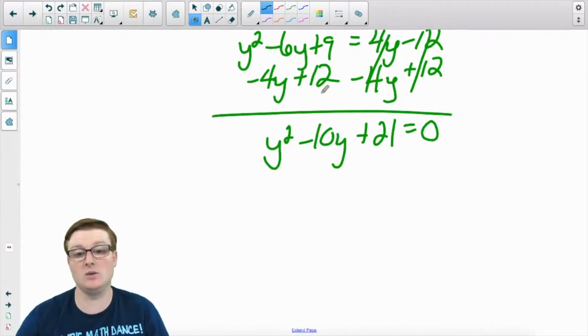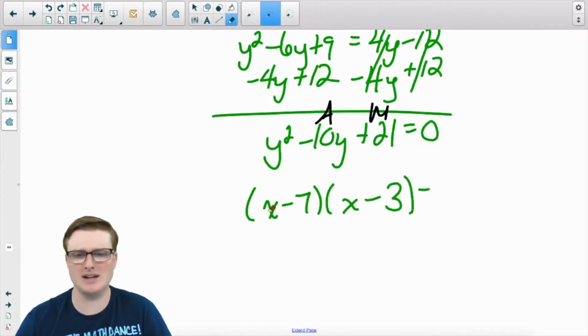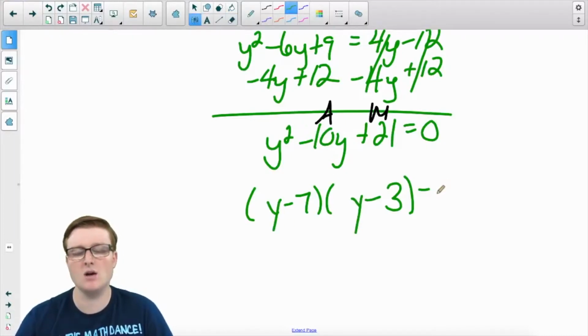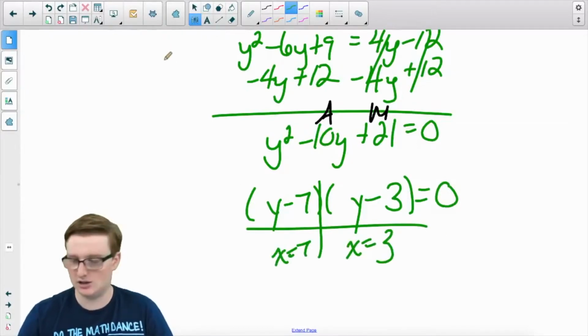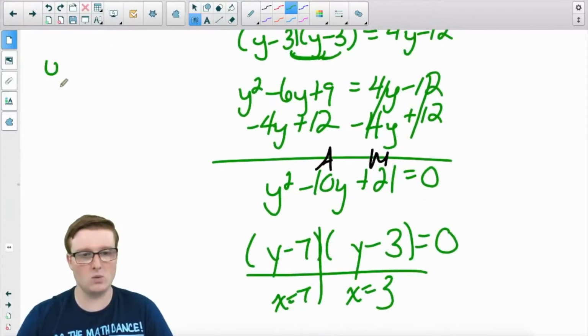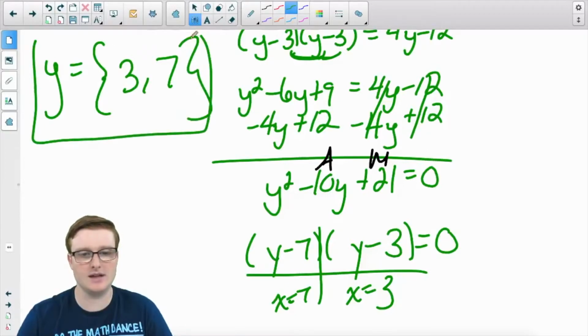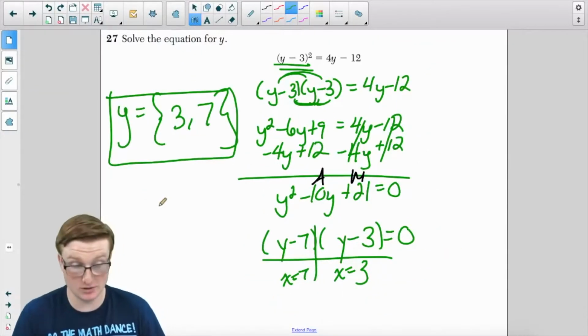And now we can factor. Well, what adds to negative 10 and multiplies to give you positive 21? That's just going to be x minus 7, x minus 3. No, I'm sorry. Why am I putting x's? I apologize. These should be y's. So y minus 3, y minus 7, that is going to be equaling 0. You do your t-bar, y is equal to 7, and y is equal to positive 3. So to write your answer, you could just say that y is equal to the brackets of 3 and 7. And that would be your solution to this equation.